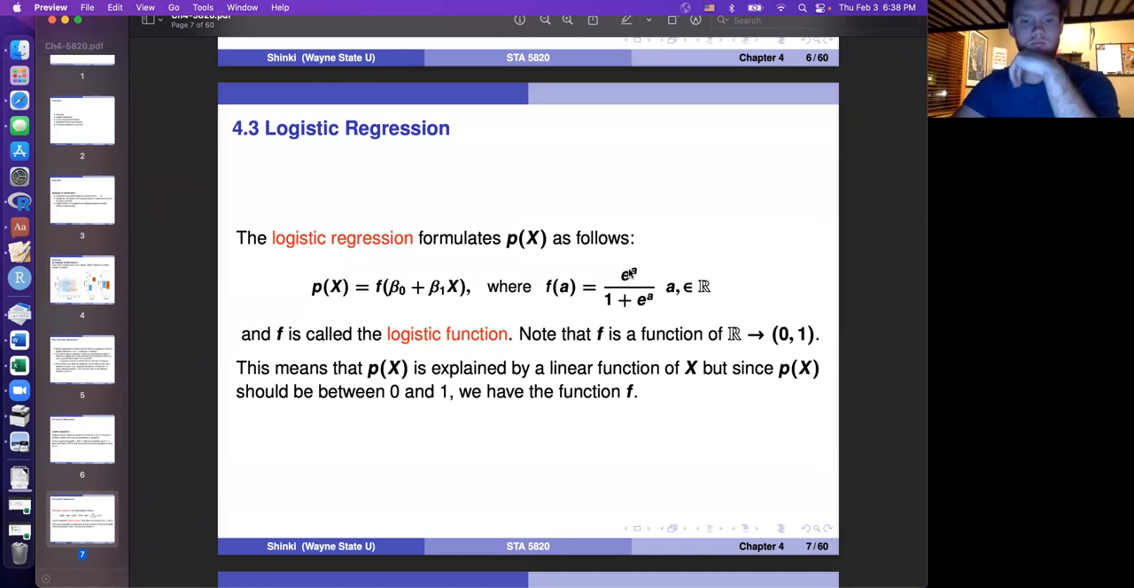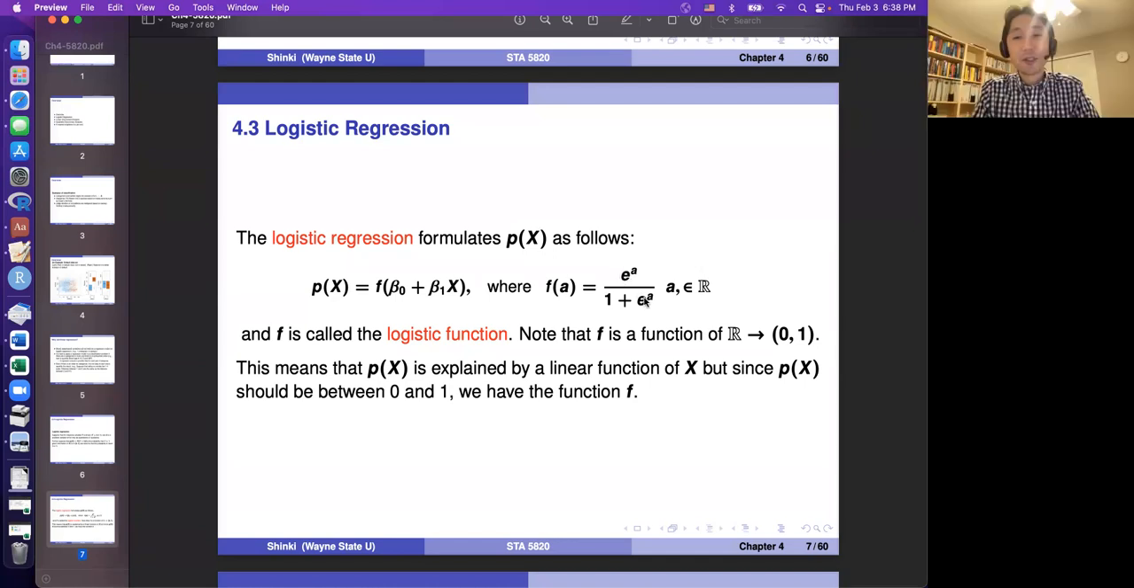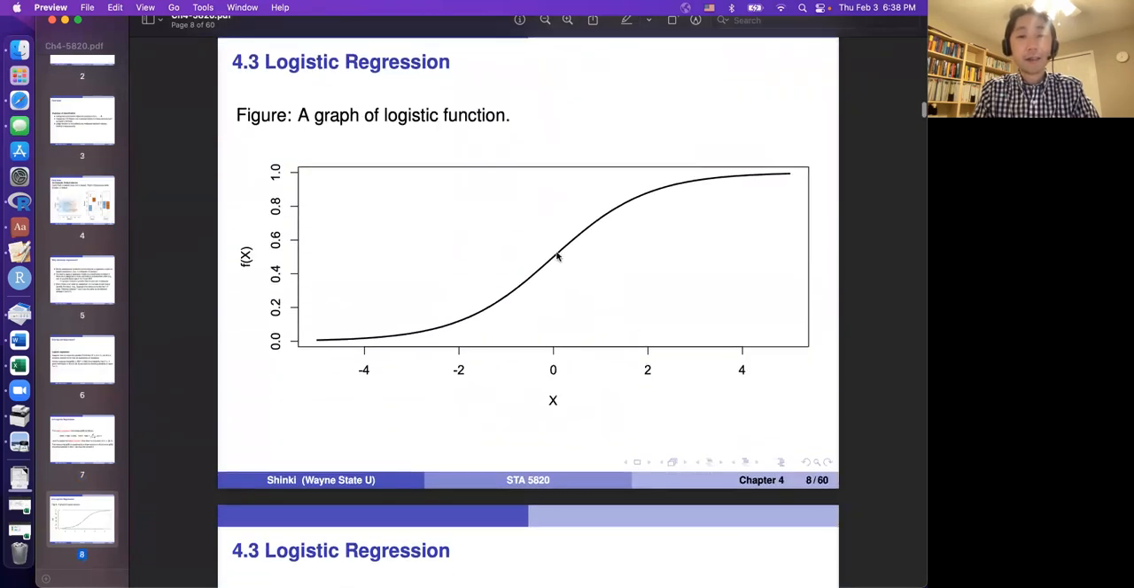So this goes to infinity and this goes to infinity, the same value. This 1 plus is almost ignored. So F of A goes to 1, right? So the graph is like this. As x goes to negative infinity, it's 0. Actually, just negative 4, negative 5, almost 0. And positive 4, positive 5, almost 1. So the response is always 0 to 1. So it's not reasonable if the fitted value goes negative or goes to more than 1.